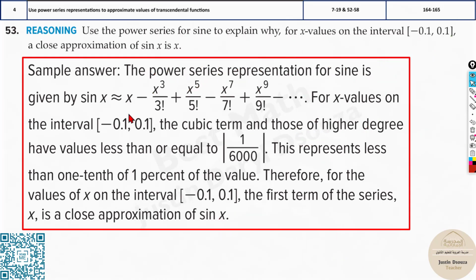Let's look into the sample answer. As you go to higher degrees, see, as you go to the degrees of 3, 5, 7, the value is very, very small. 1 divided by 6,000 is a very small value. So therefore, we just consider the first term, sine x will be almost equal to x itself.